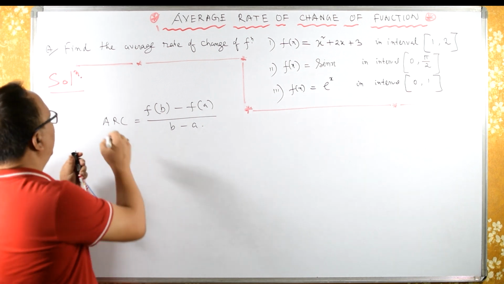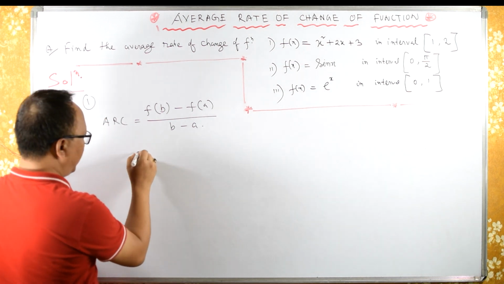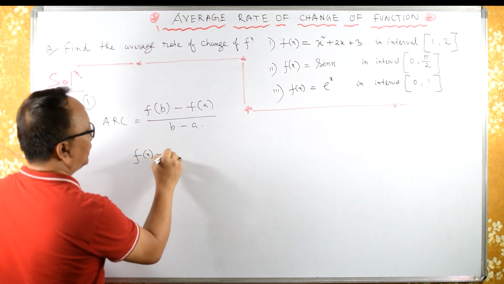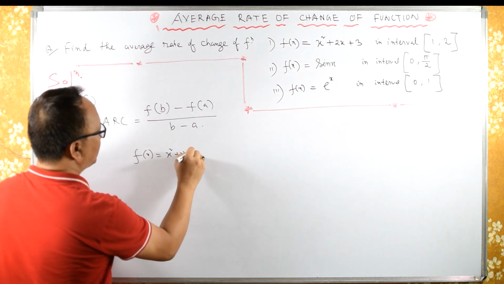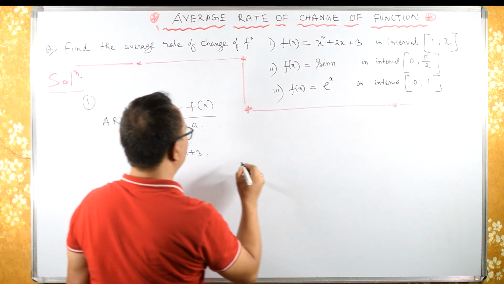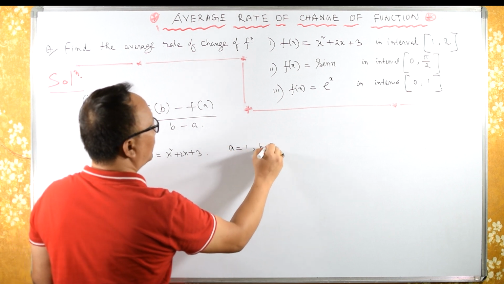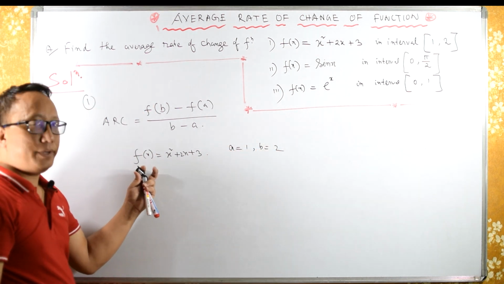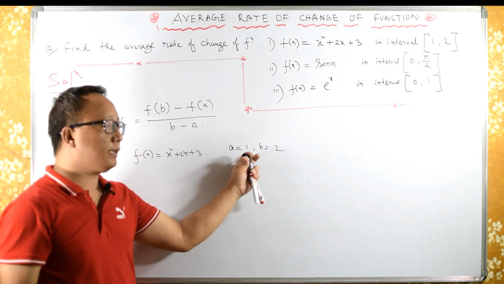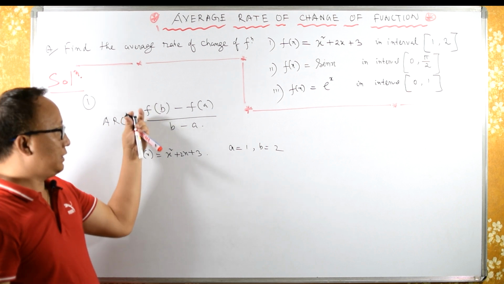Okay. Now this is the solution for 1. Now f(x) is given. What is f(x)? My f(x) is x square plus twice x plus 3, in the interval 1, 2. So in the interval, a is 1 and b is 2. Now we have the closed interval from 1 to 2.